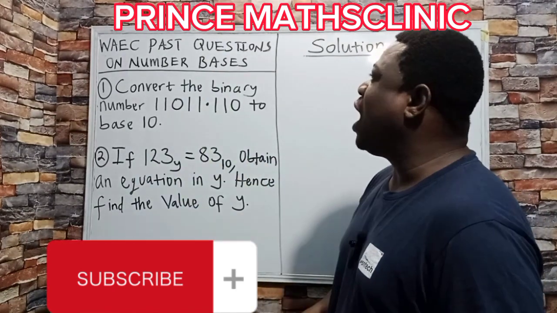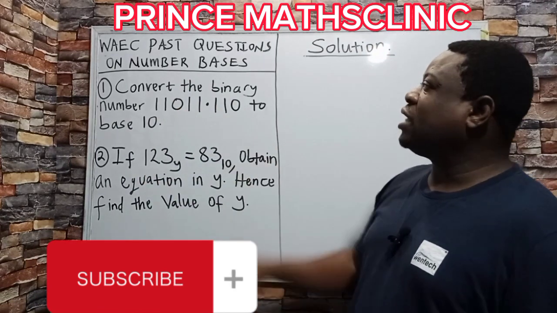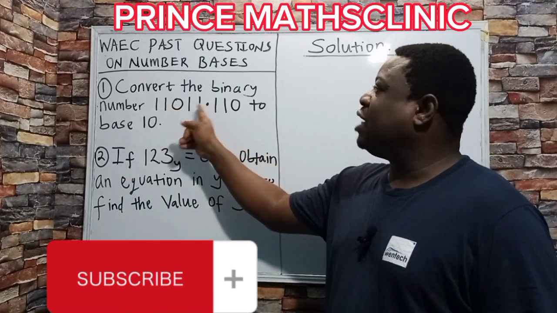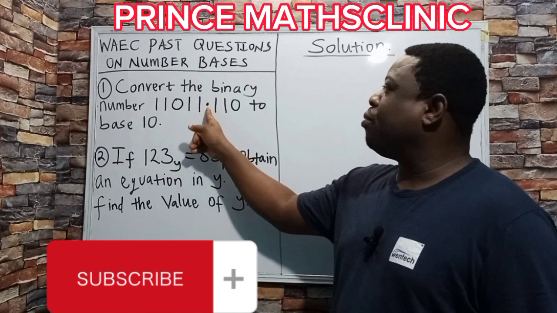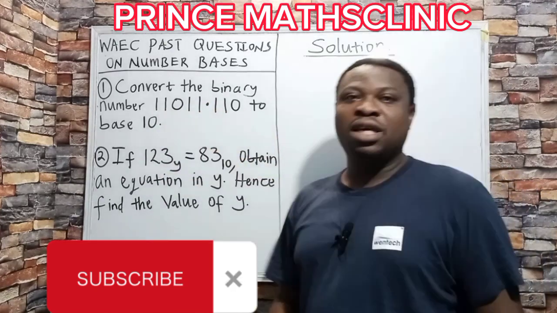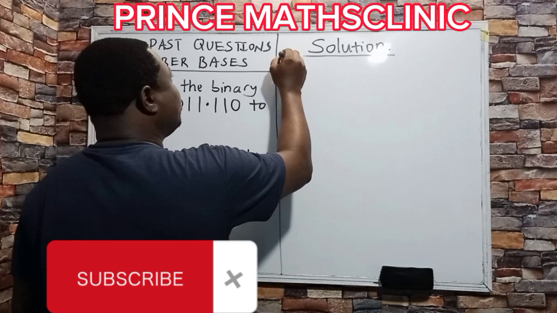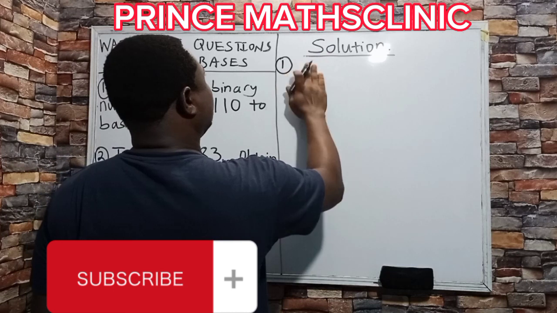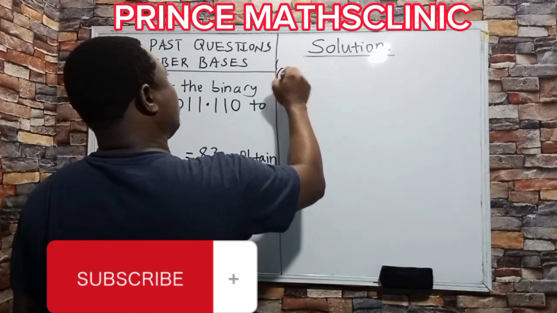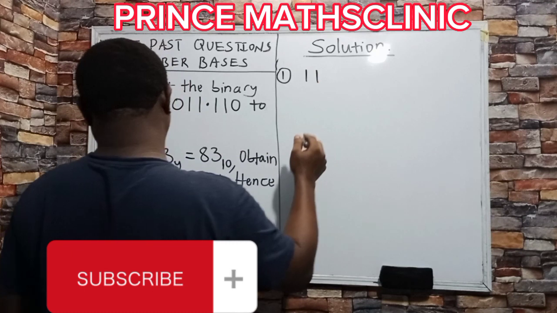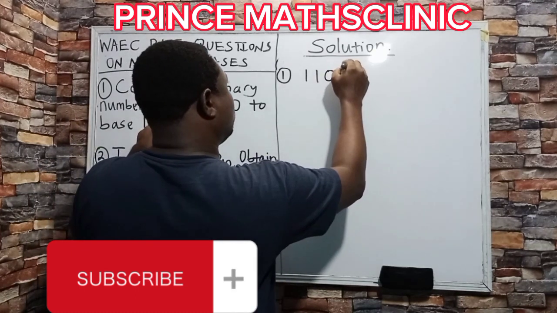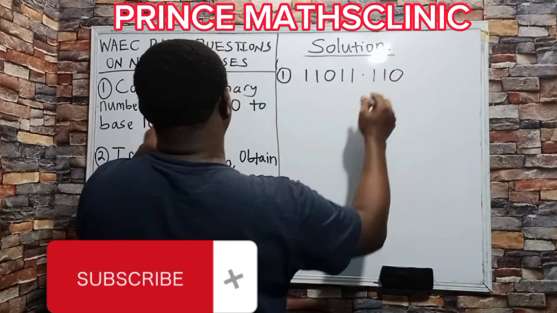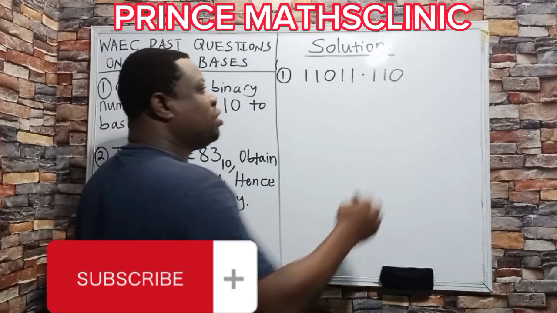The first question: we are asked to convert this binary number, which has a decimal part, 11011.110, to base 10. Write out the number 11011.110. Now remember, it's a binary number, so it should be in base 2.